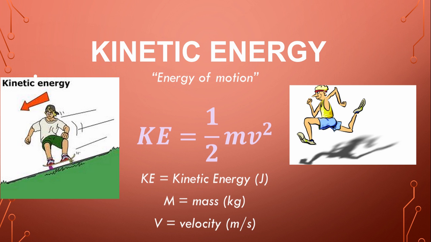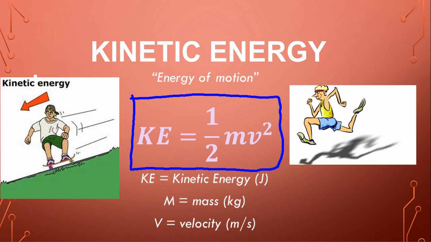Kinetic energy, remember we said, was the energy of motion. This is the equation for kinetic energy right here. KE equals 1/2 mv squared. Please make sure you write this down in your notes. This is very important. Remember that this tiny little 2 right here means squared. So when we're typing this into our calculator, we're going to actually type in 1/2 or 0.5 times the mass times the velocity times the velocity.